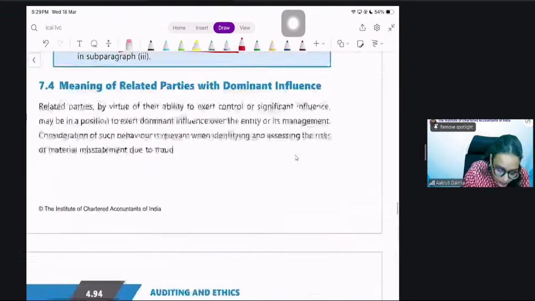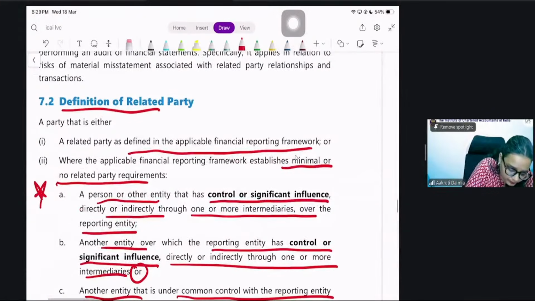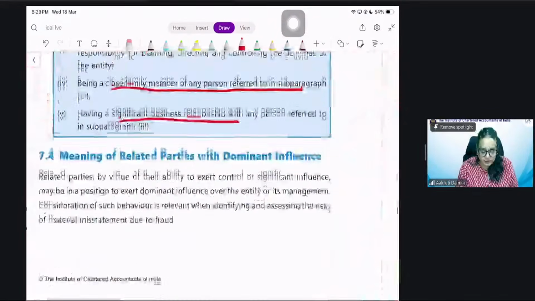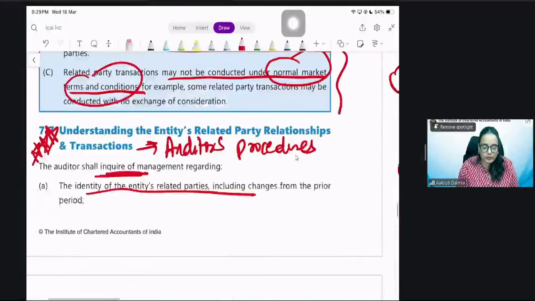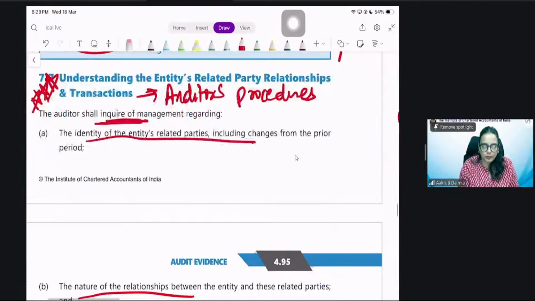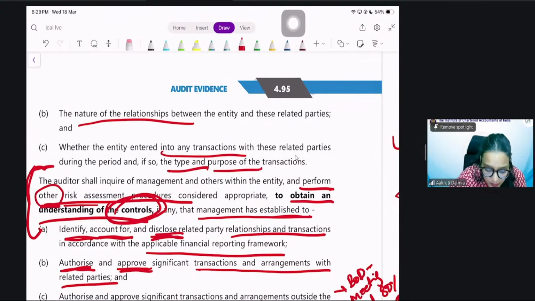And another important answer is this definition. This definition can be asked. And these are basically audit procedures. Inquiry of management and then other risk assessment procedures. Okay. This much is done.